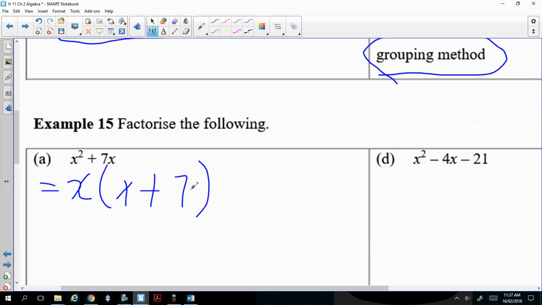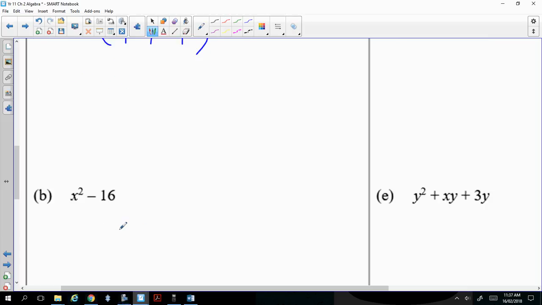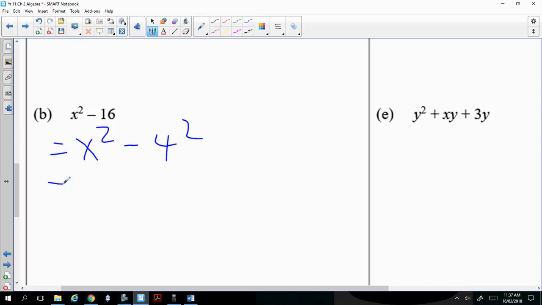Two terms. Any common factor? No. Is it a difference of two squares? Yes. So let's do difference of two squares, x squared minus 4 squared, like that. And then you go x minus 4, x plus 4. Good.